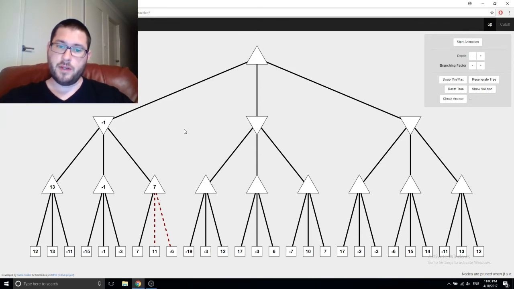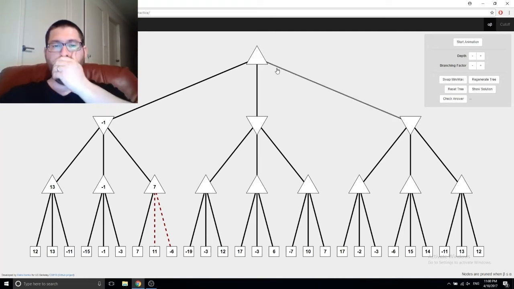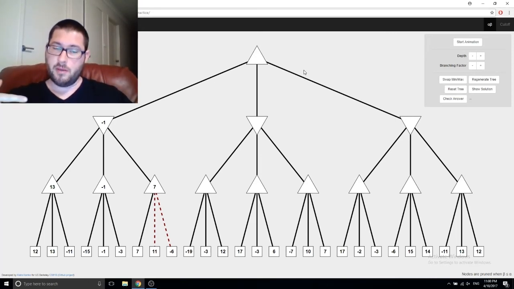So the alpha value represents the best possible move that the maximizing nodes can take. And the beta value represents the worst possible move in that branch that the minimizing nodes can take. Now this probably doesn't make too much sense to you right now. You might need to rewatch the video a few times after I explain it to fully understand it. It's also probably a good idea to work through a few examples.